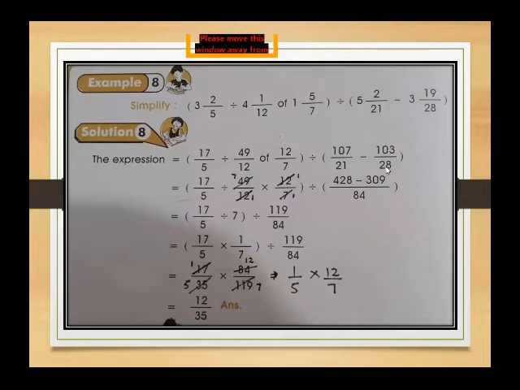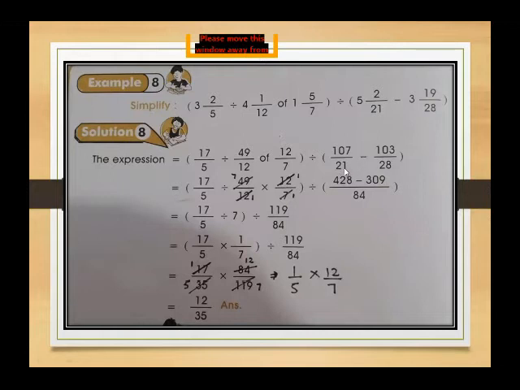Now 28: multiply 28 with the number that gives 84. This is 3. 28 threes are 84. So when you multiply 103 with 3, you get 309. Here we multiplied by 4, here we multiplied by 3, to get the same LCM, that is 84. Whatever we do with the denominators, we repeat the same process in the numerator.